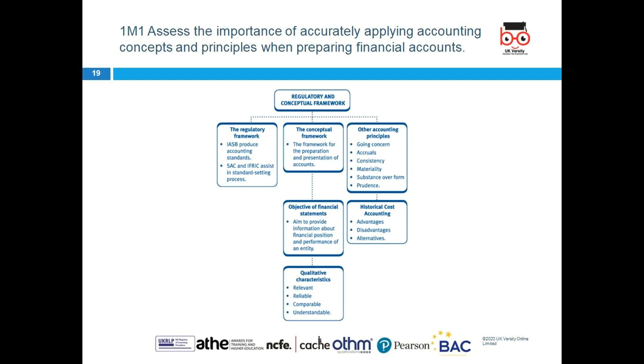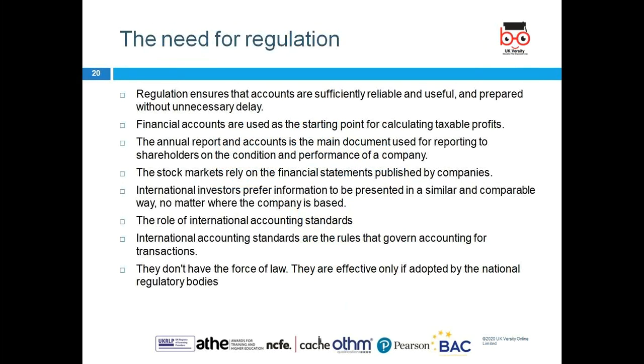IFRS is the International Financial Reporting Standards. And then the conceptual framework is a framework for the preparation and presentation of accounts. Other accounting concepts like going concern, like we discussed, accrual, consistency, materiality, substance over form, and prudence all need to be shown. The objective is to provide information on the financial position and the performance of the entity, meaning the organization. Historical figures can be advantages and disadvantages as well. It's past history. The qualitative characteristics we discussed need to be relevant, reliable, comparable, and understandable.